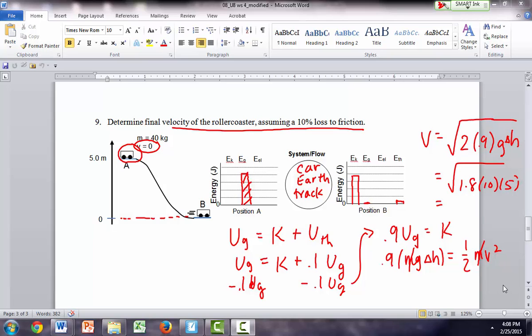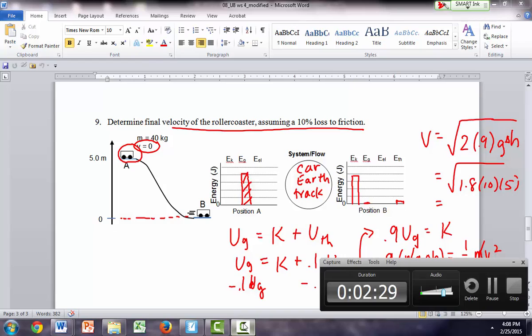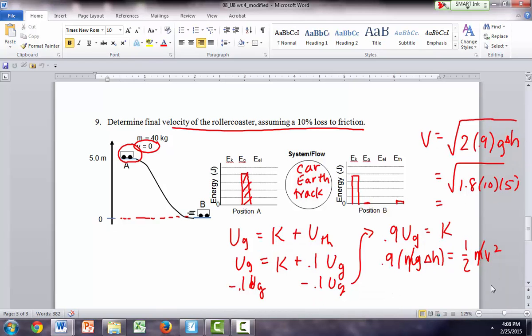So let me go offline for just a second here and I'll do that calculation. And I get 9.48 meters per second, or 9.5 to 2 sig figs. So again, that's a 10% loss in gravitational potential energy. So when they say assuming a 10% loss to friction, that's 10% of what you started with. And we started with all gravitational potential. So that's how I'd figure that one out.